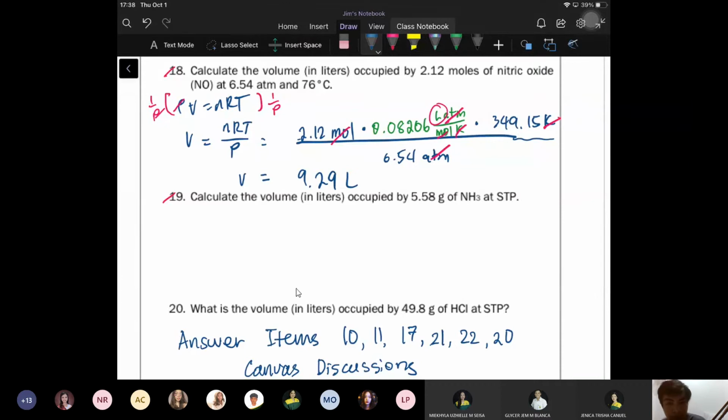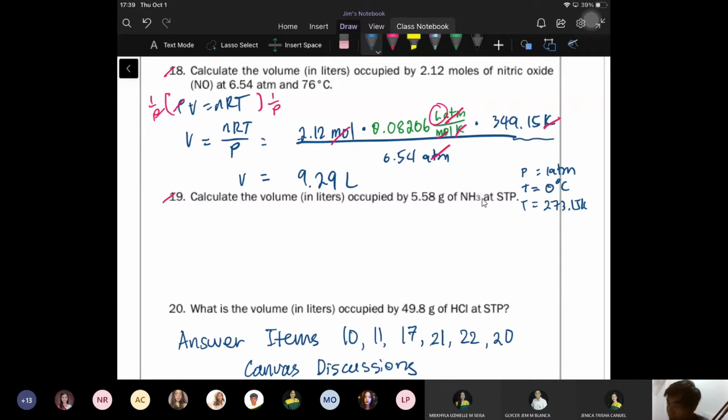Okay, so again, if you have more than two given information, you have to employ the ideal gas equation. Yun na yung gagamitin mo. Okay, so let's have this. Volume. Tapos binigyan ka ng mass at STP. Again, when we say STP, temperature is 0 degrees Celsius or 273.15 Kelvin. And pressure is 1 atm. Matik to ha, pag STP.